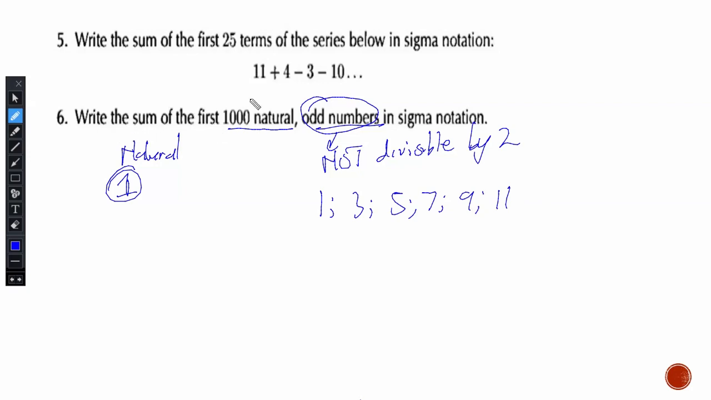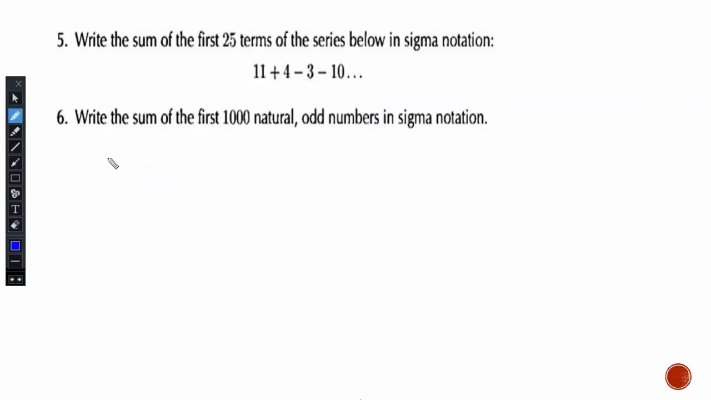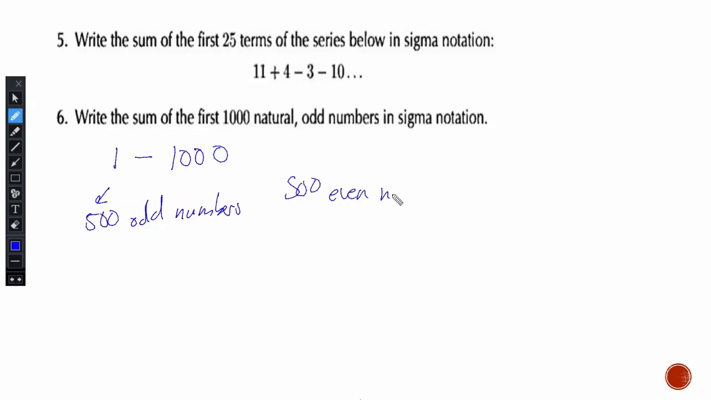So those are your odd numbers. Now they want the sum of the first 1000 natural odd numbers in sigma notation. So the first 1000 numbers, if we were to look for odd numbers between 1 to 1000, right? Now we do understand from 1 to 1000, there will be 500 odd numbers as well as 500 even numbers. Now, even numbers are the ones that will be divisible by 2. So these ones are divisible by 2. These ones are not divisible by 2.